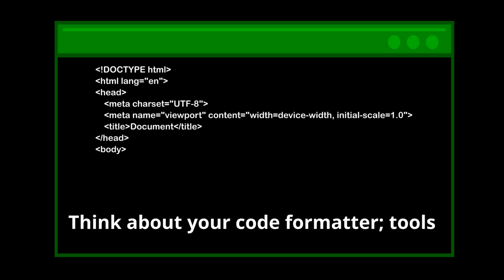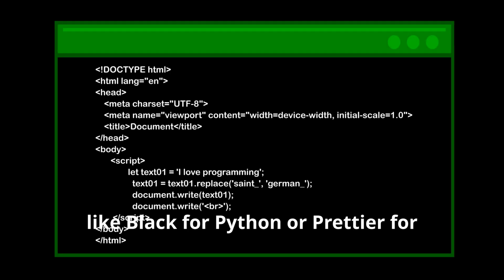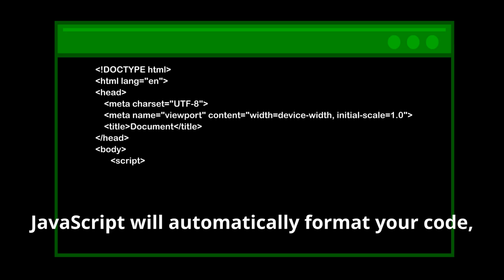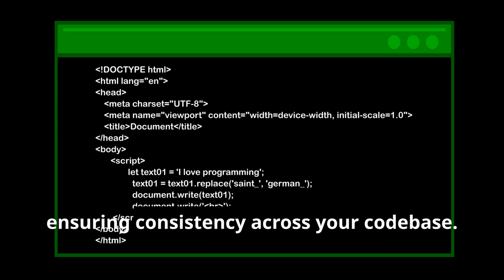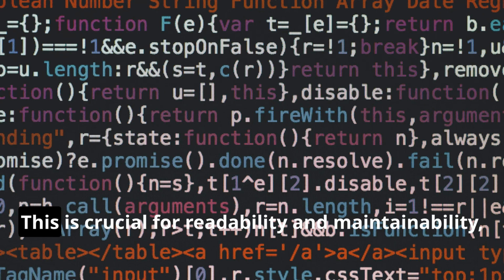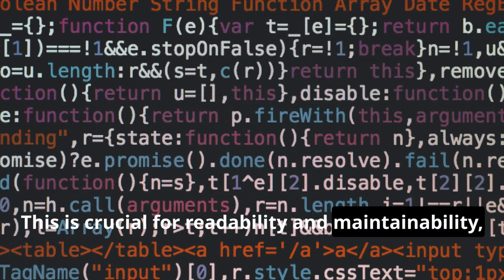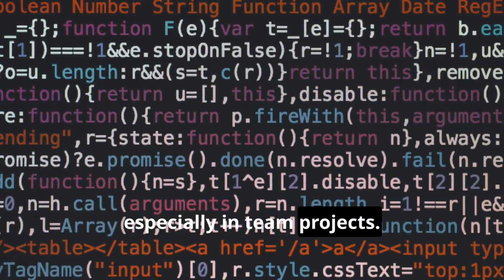Think about your code formatter. Tools like Black for Python or Prettier for JavaScript will automatically format your code, ensuring consistency across your code base. This is crucial for readability and maintainability, especially in team projects.